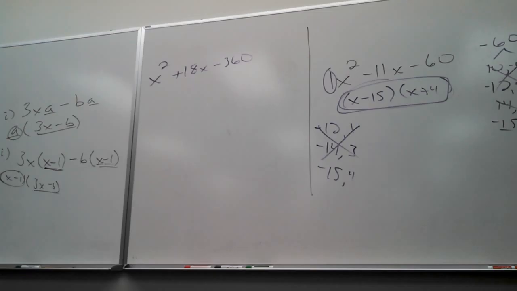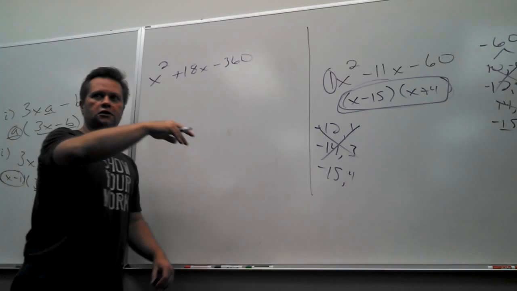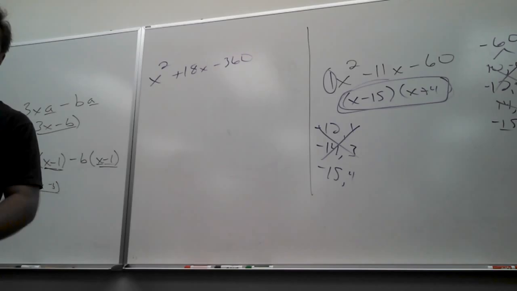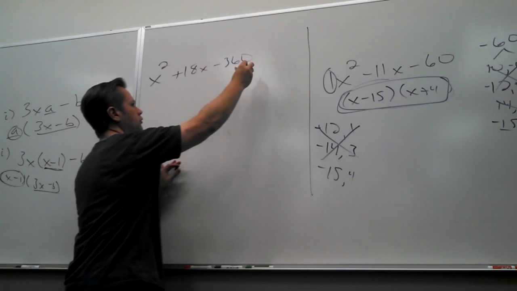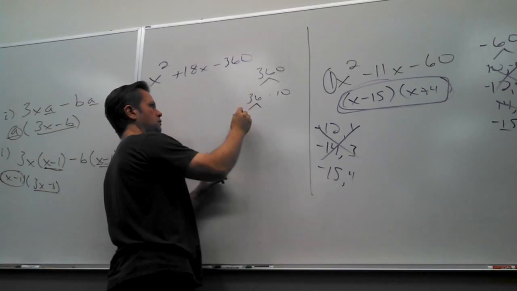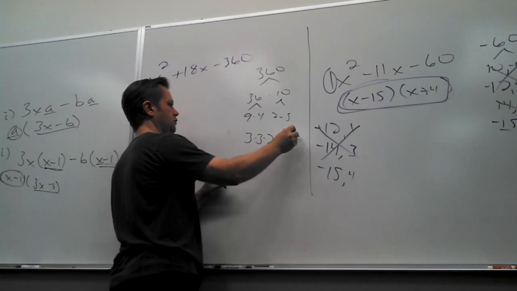All right, so let's see. What sucks about 360 is 2 goes into it, 3 goes into it, 4 goes into it, 5 goes into it, 6 goes into it, 9 goes into it, 10 goes into it. So there's so many ways. So real quick, just to show you, if you took 360 and you broke it all the way down, so that this would be 9, 4, 2, 5. So you get 3 times 3 times 2 times 2 times 2 times 5. Hopefully I did that right.